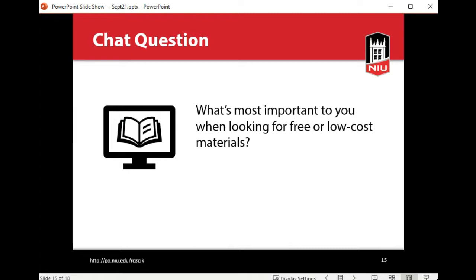So we just want to ask you this question, since we've already been asking you about what helps you choose and what some of the barriers are. If you're looking for materials for your courses, what is most important to you? If you could drop those in the chat, that would be great. What would you like a free or low cost item to do for your course, for your students? What do you want from it? And you can talk about the process of finding it.